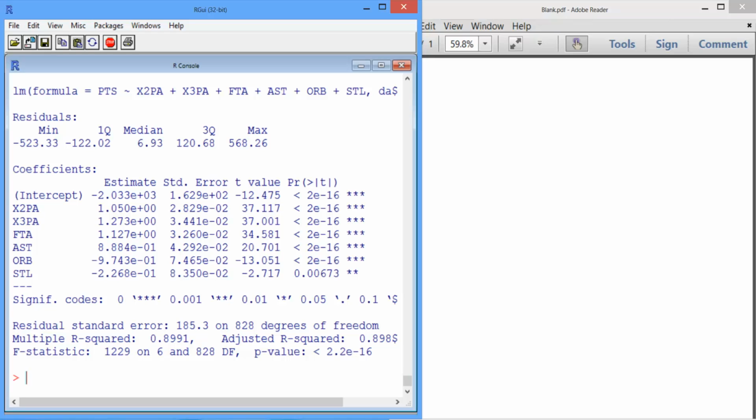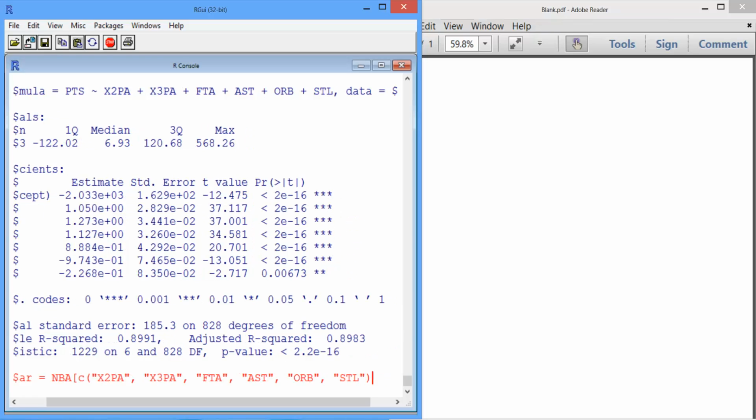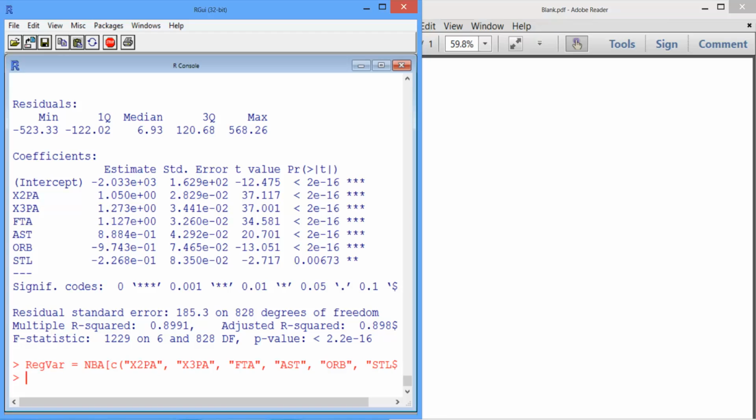Let's take a look at correlations. Let's define the variables in our regression. We'll call them reg_var. And we want to take a look at 2-point attempts, 3-point attempts, free throw attempts, assists, offensive rebounds, and steals. Okay, now let's look at the correlation matrix that we get with these variables.